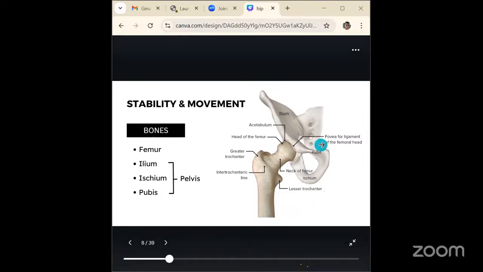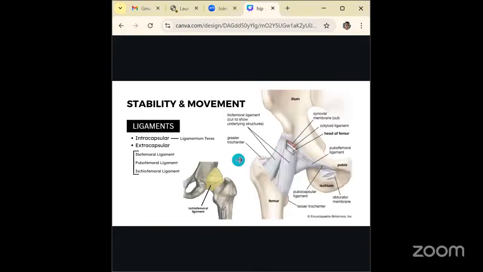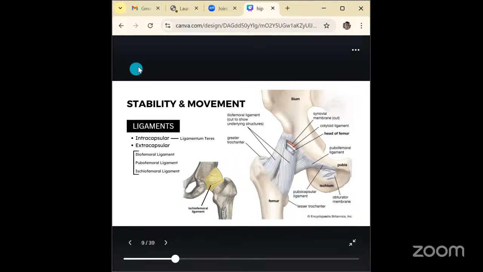All right, so moving to the next slide, we'll look at the ligaments. I told you that there are two classifications of the ligaments: the intracapsular and extracapsular. So you can see that the ligaments here, let me bring my pointer again so that you can see what I'm saying. First of all, these two here are the iliofemoral ligaments.